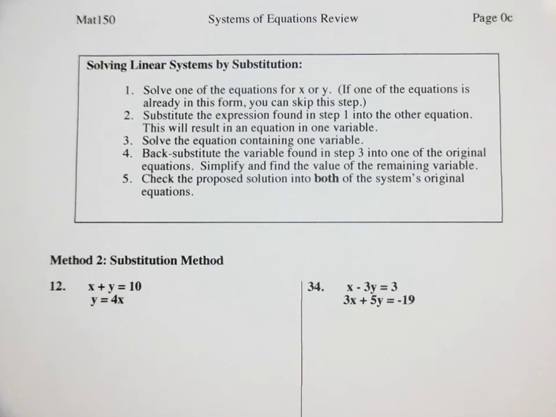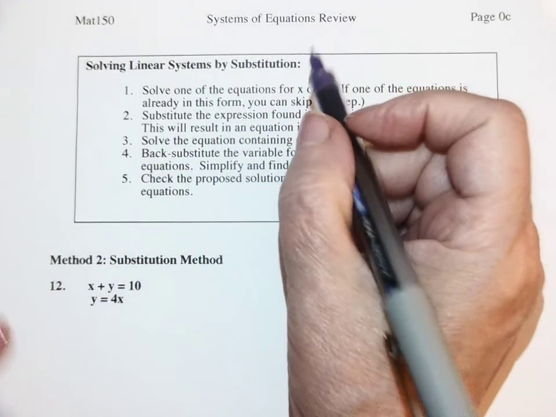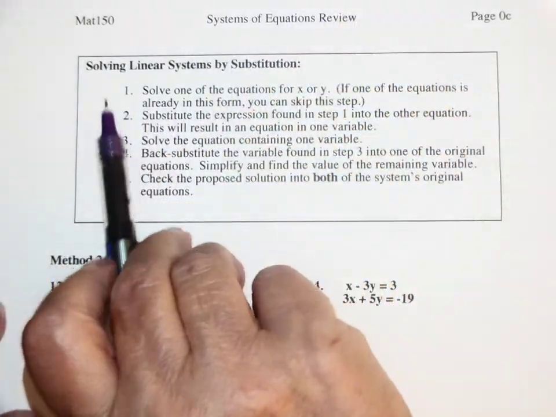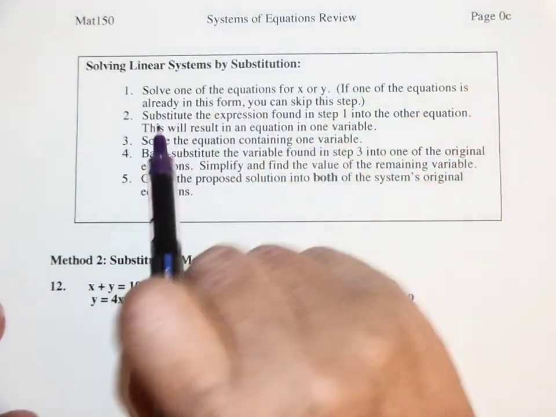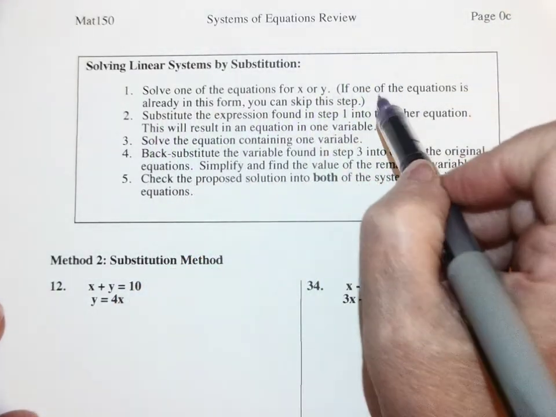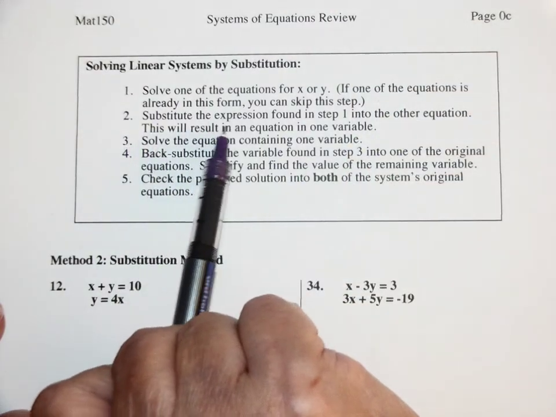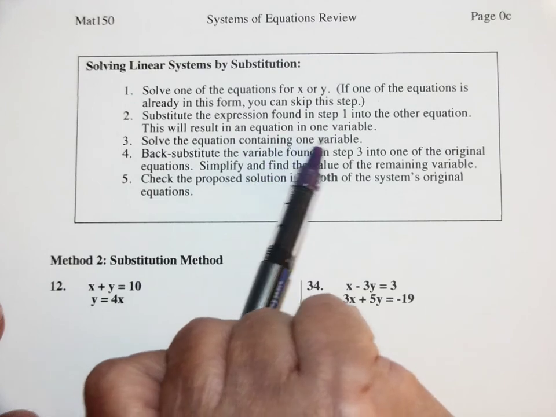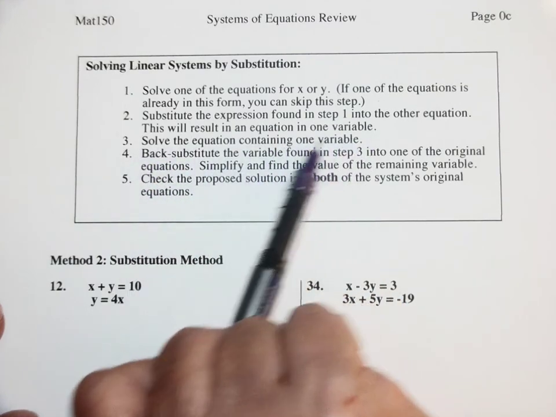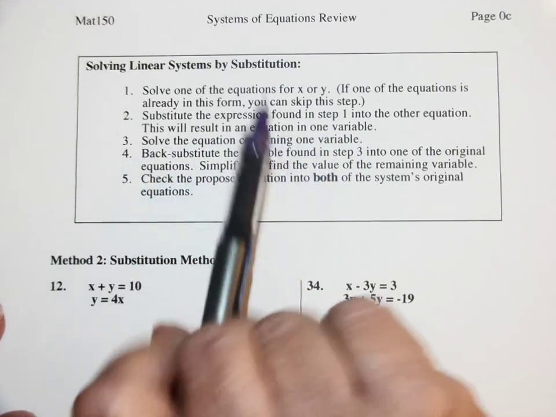We've looked at the graphical method, and the next method we'll look at is the substitution method. It says solve one equation for x or y. If one equation is already in this form, you can skip this step. Substitute the expression found in step 1 into the other equation. This will result in an equation in one variable. Solve that equation, back substitute, and then check your answer.